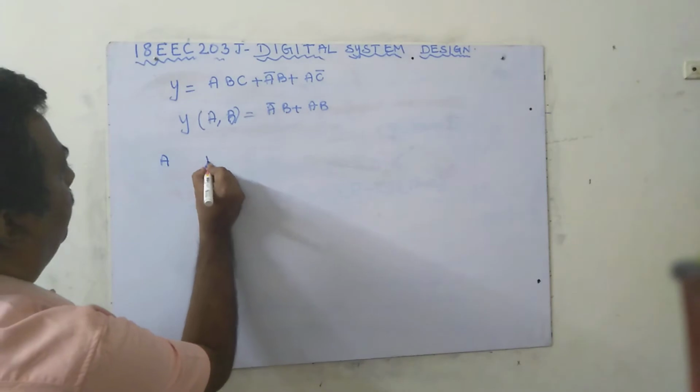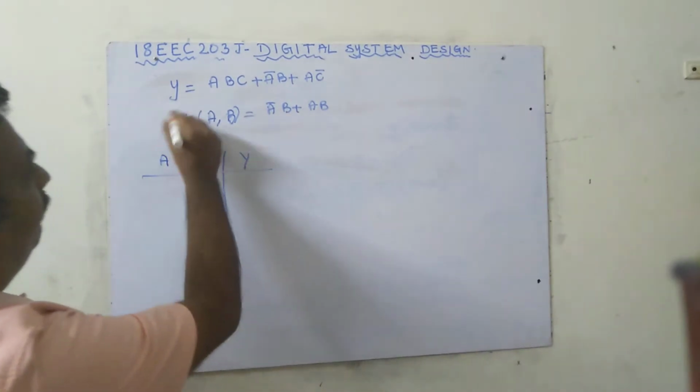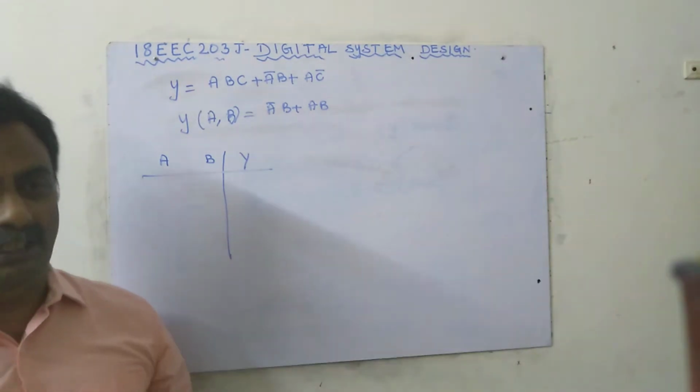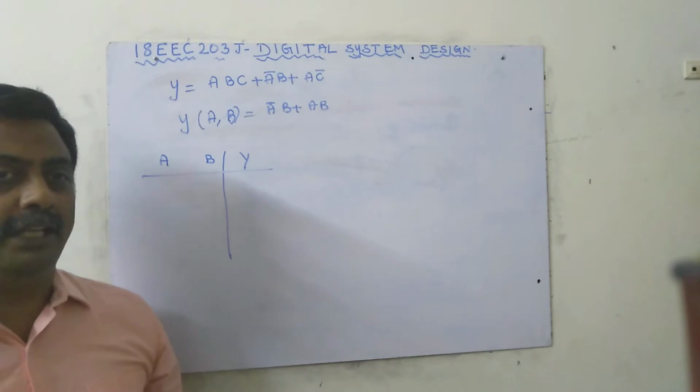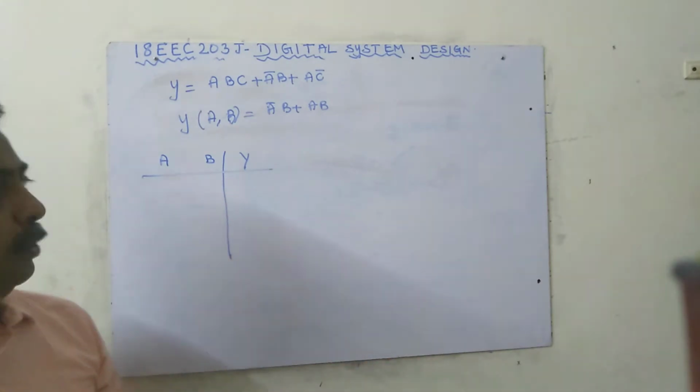A will be here, b will be here, and next we will have the output y. Normally we will take the output as y or w, and A, B, C, D will be the inputs. It will be convenient for us. In some books they give w, x, y, z as inputs and a as the output. That depends upon the book and the faculty.